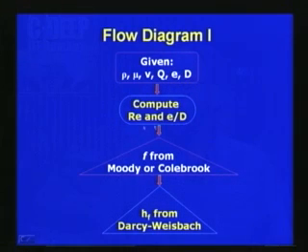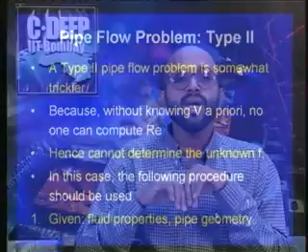So, we can calculate the Reynolds number and e by D ratio from the given data, and then you can use the Moody's chart or the Colebrook equation to get the friction factor, and then we can get the head loss directly from the Darcy-Weisbach equation. So, this type of problem is the type 1 problem. As you can see, it is straightforward with respect to the given data. We can use equations like the Colebrook equation, and then we can further use the Darcy-Weisbach equation.